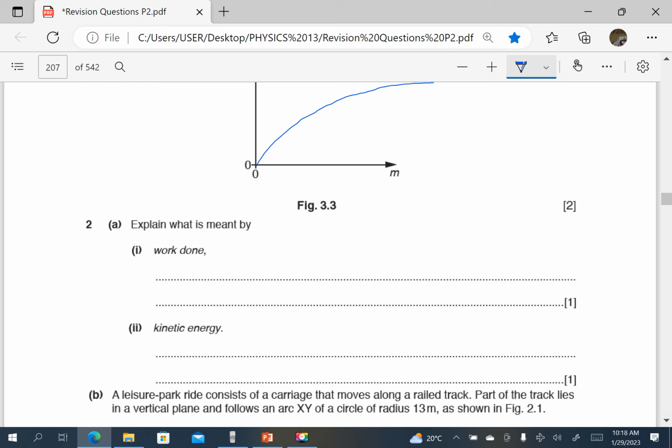Explain what is meant by work done. Work done is force times displacement in the direction of the force. It's force times a displacement in the direction of the force.